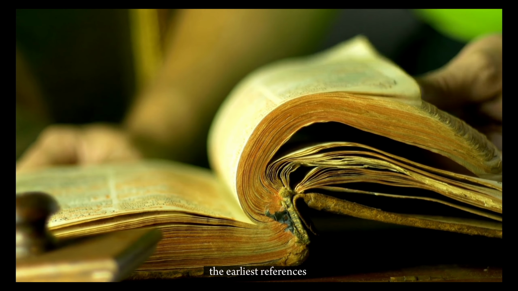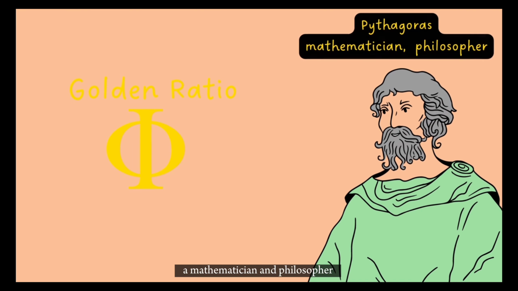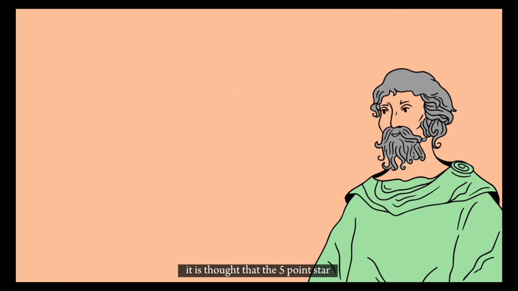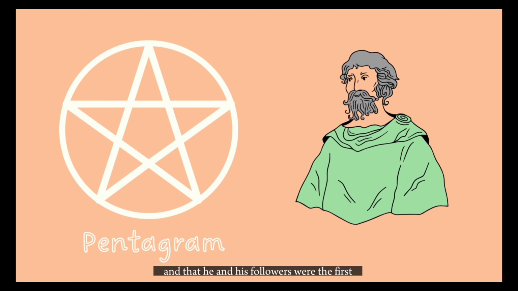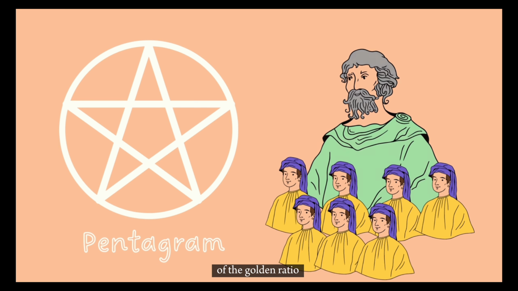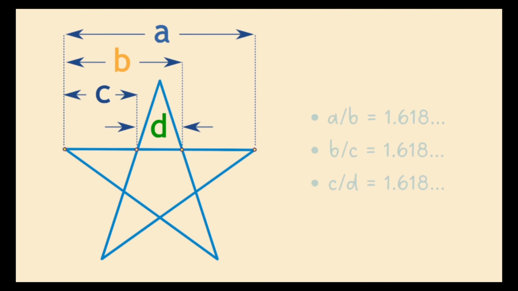The earliest references to what we now know as the golden ratio may have come from the time of Pythagoras, a mathematician and philosopher who lived from about 570 BCE to 495 BCE. It is thought that the five-pointed star or pentagram was the symbol of his school, and that he and his followers were the first to discover some of the unique properties of the golden ratio. In the pentagram, the length of every line segment is in a golden ratio relationship to every other one.